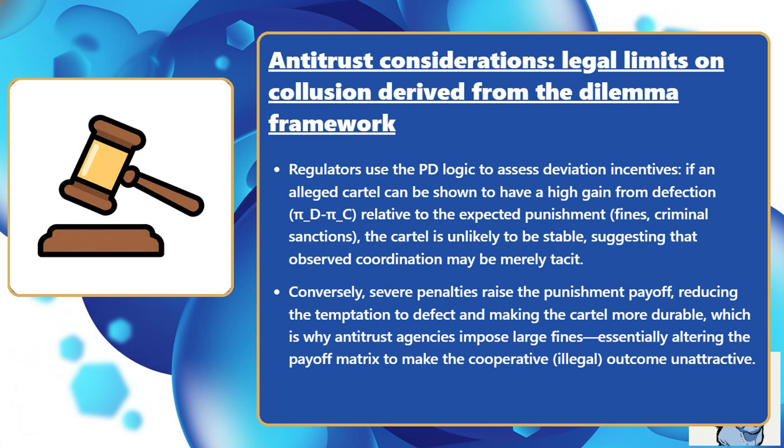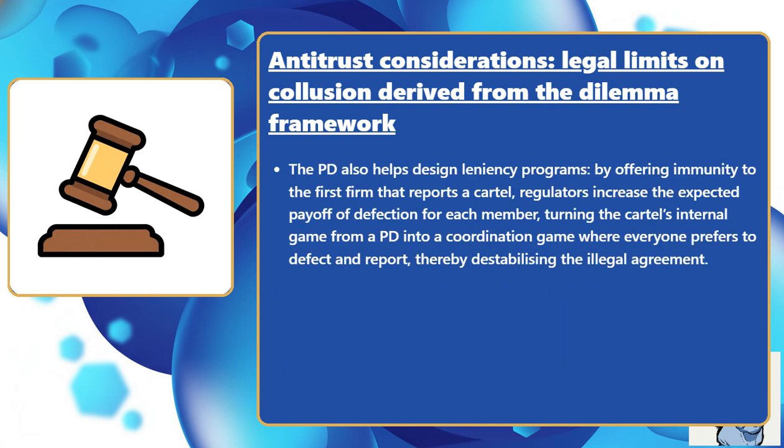outcome unattractive. The prisoner's dilemma also helps design leniency programs. By offering immunity to the first firm that reports a cartel, regulators increase the expected payoff of defection for each member, turning the cartel's internal game from a prisoner's dilemma into a coordination game where everyone prefers to defect and report, thereby destabilizing the illegal agreement.